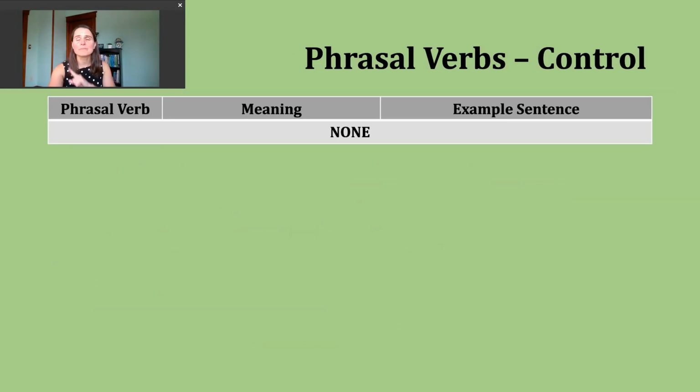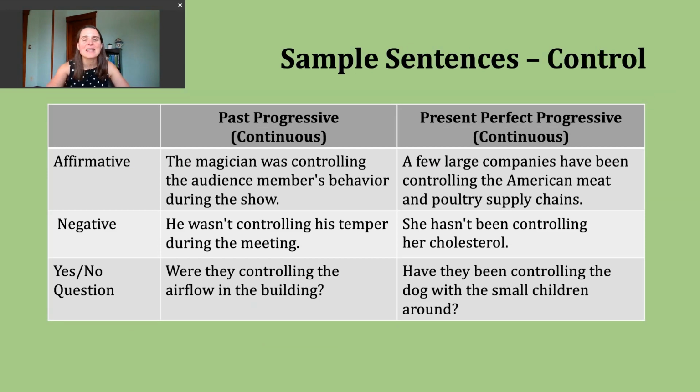Now, you'll be happy to know there are no additional phrasal verbs for us to study today, so instead, we can focus on making some sentences in different verb tenses. Today, we're going to practice the past progressive and the present perfect progressive. Let's start with the past progressive. Many teachers and many books will call this the past continuous, and that's perfectly fine. It means exactly the same thing.